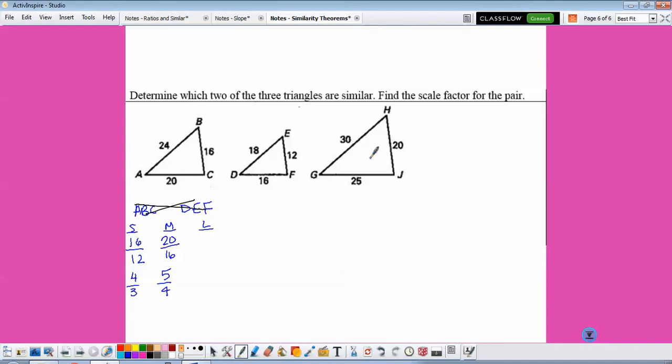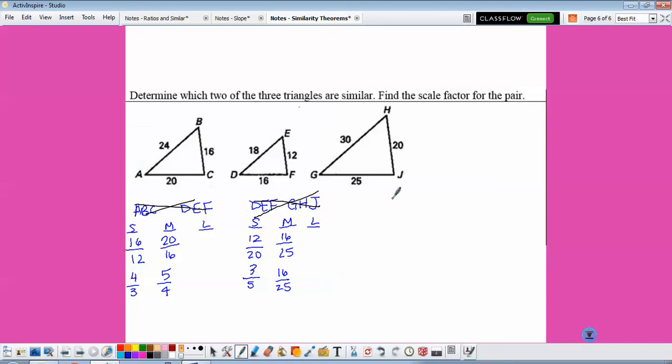So let's try DEF to GHJ. Small, medium, and large. Smallest side is 12 over the largest side, which is 20. 12 over 20 simplifies to 3 over 5. Medium would be 16 over 25, which doesn't simplify, so it's just 16 over 25. So that pair doesn't work because those aren't equal.